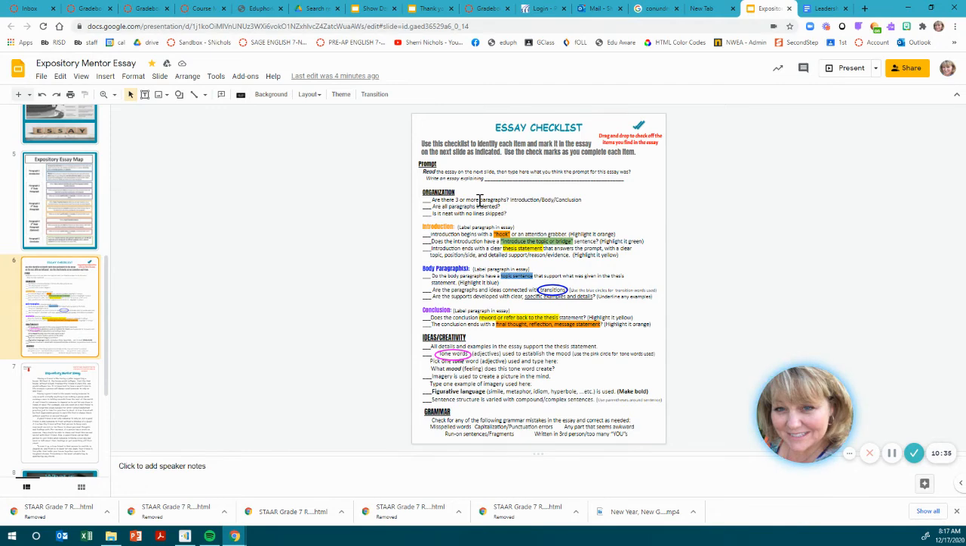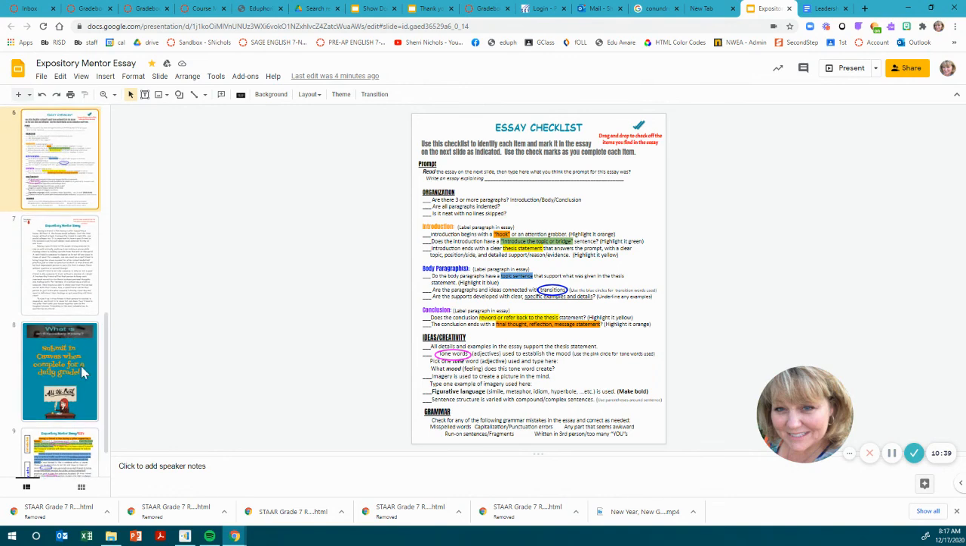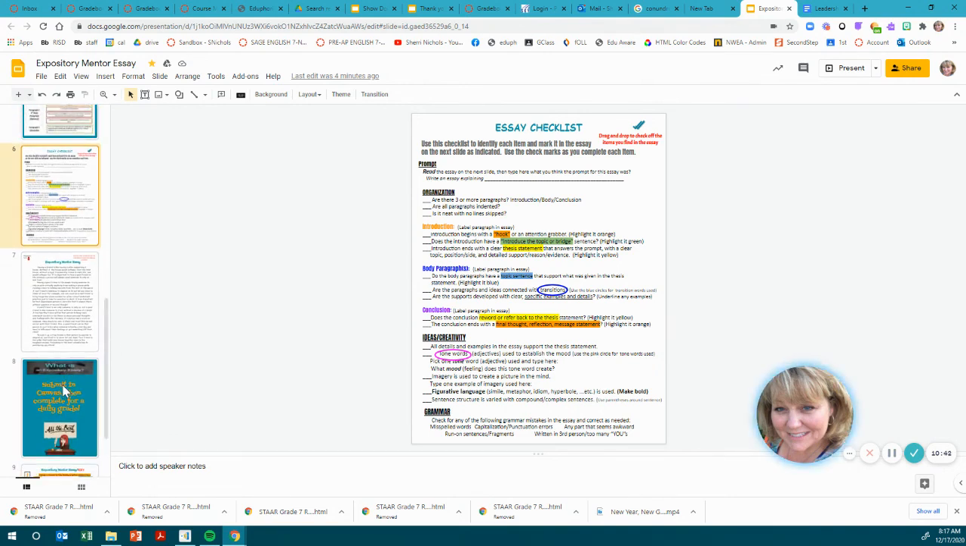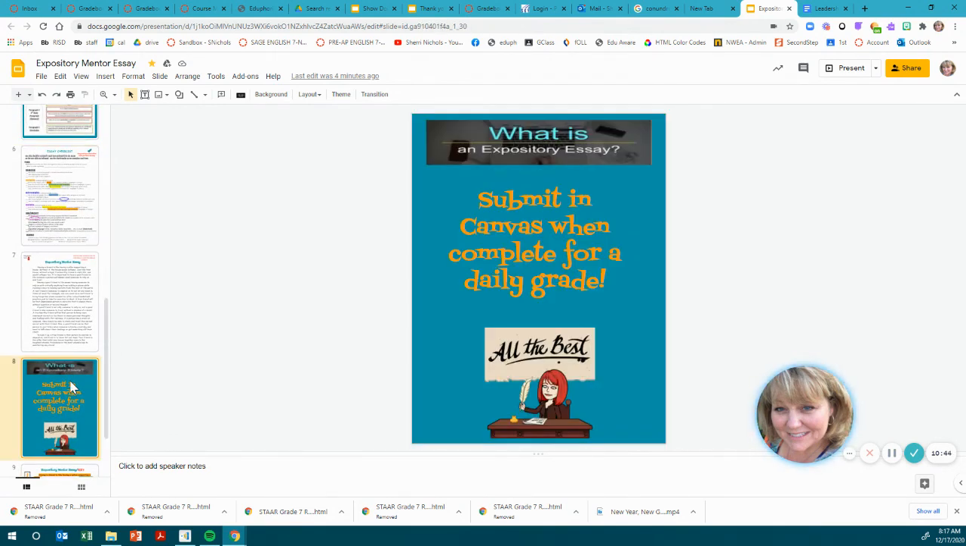And then organization, are there 3 or more paragraphs? So you're going to go through this checklist and mark these different parts of the essay. And when you're finished, submit in Canvas when complete for a daily grade.